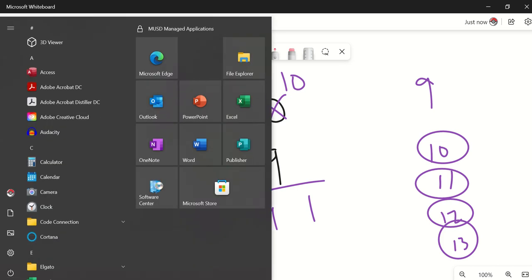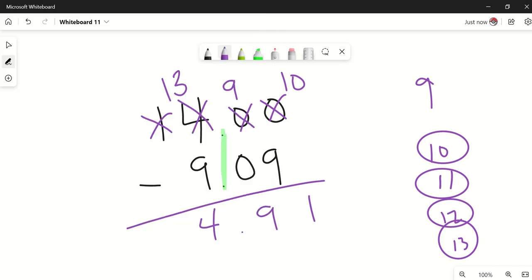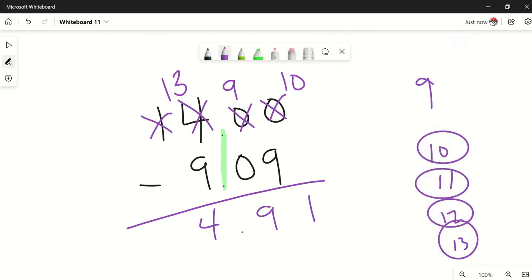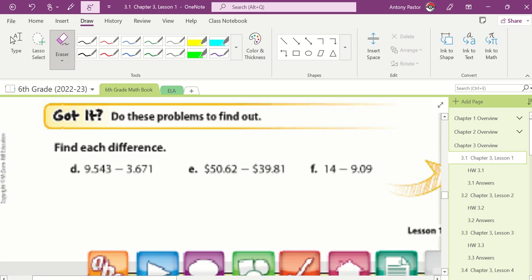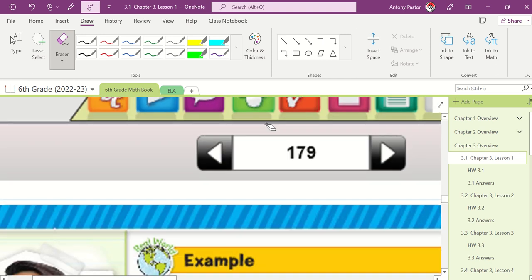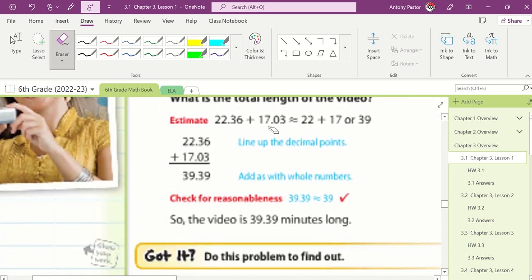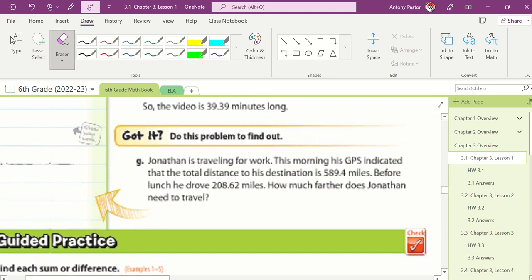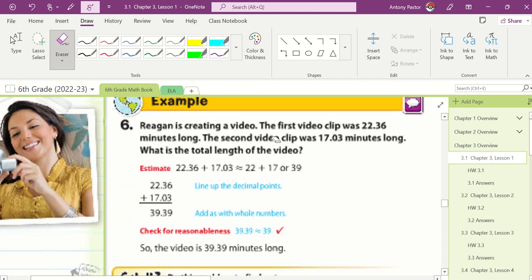4.91, and we can go ahead and check our work. 14 minus 9.09 gives us 4.91, which is what we got. So a lot of these are going to be more types of examples, but we'll do a word problem one.